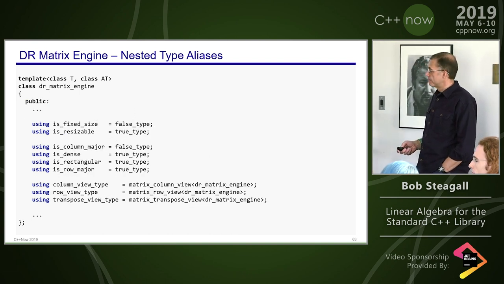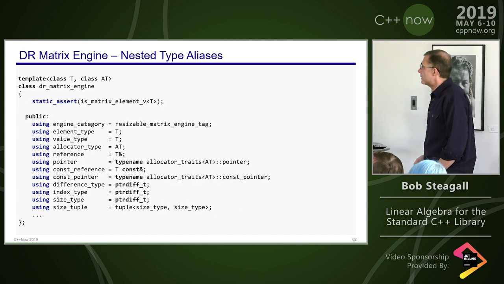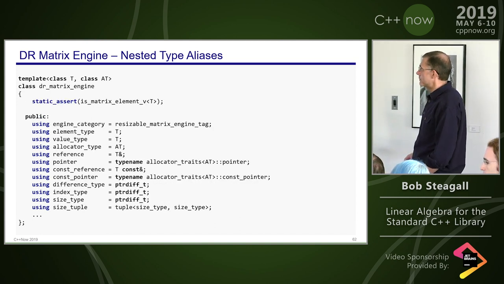Good question. Is it possible to deduce the difference type and index type from the allocator type?